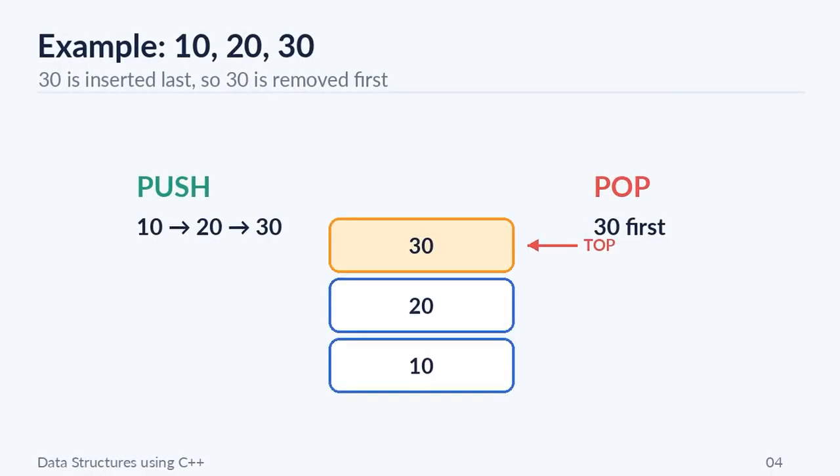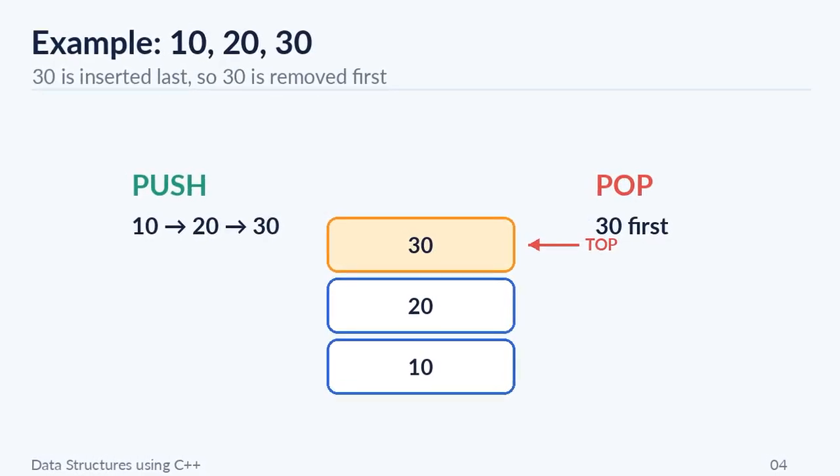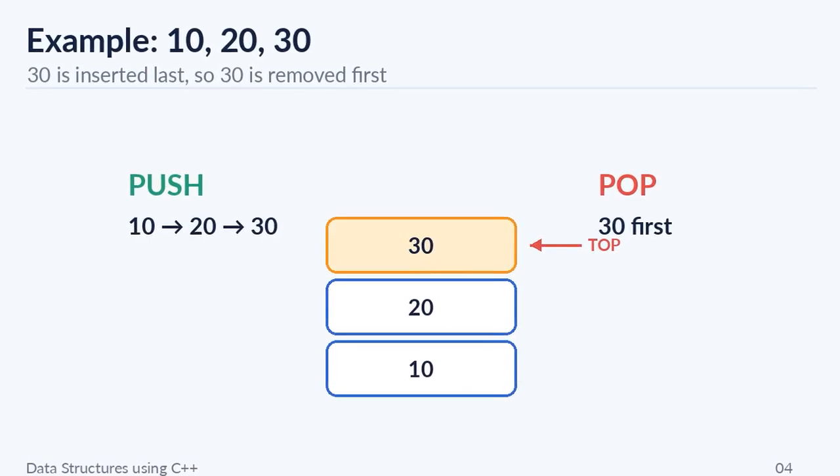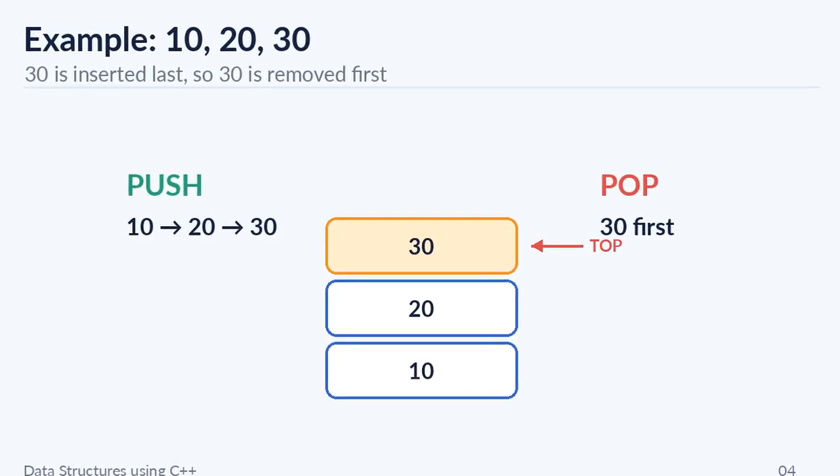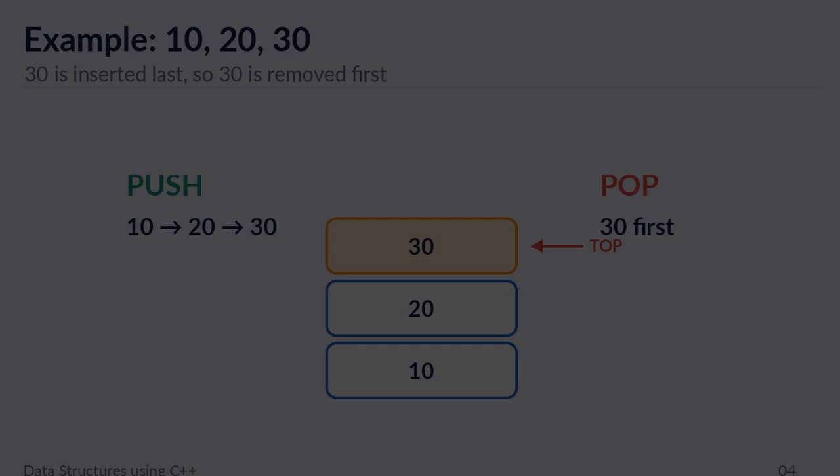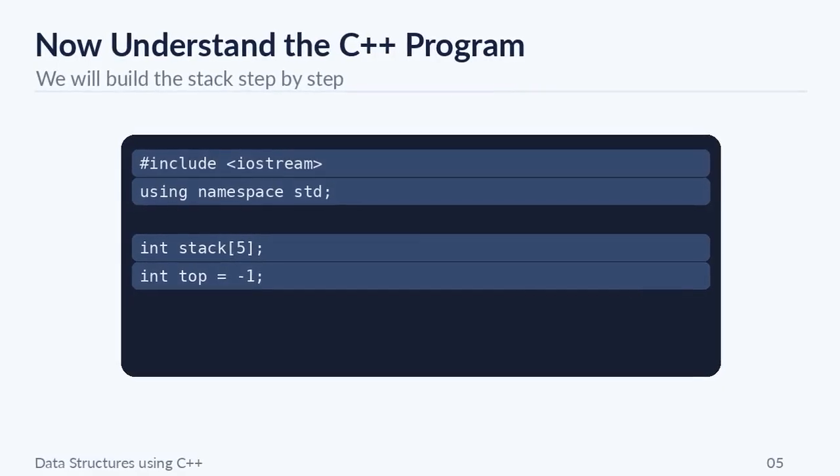So suppose we inserted 10, then 20, then 30. So here 30 was inserted last. So 30 will be removed first. Last in, first out. Now understand C++ program.